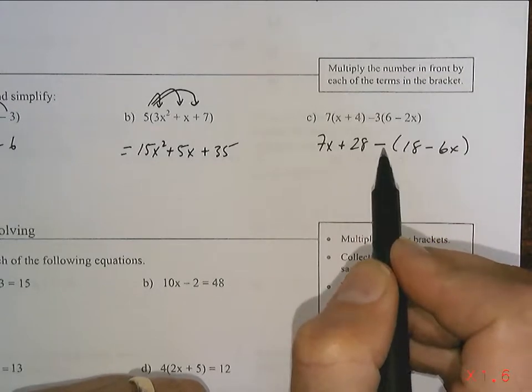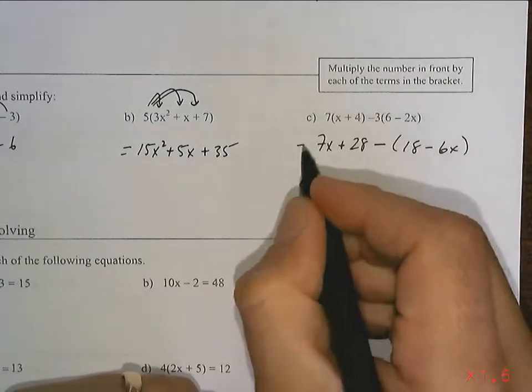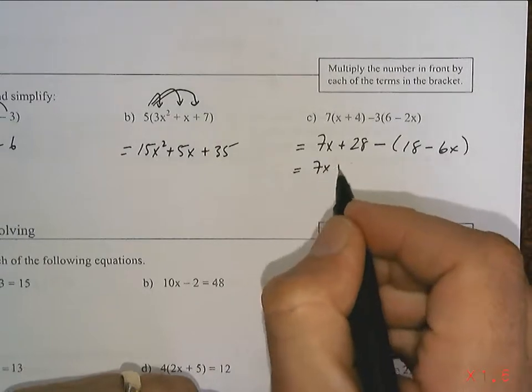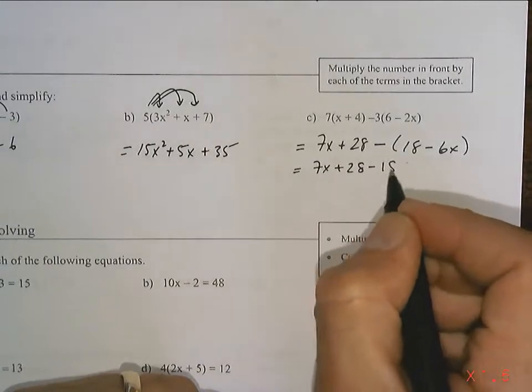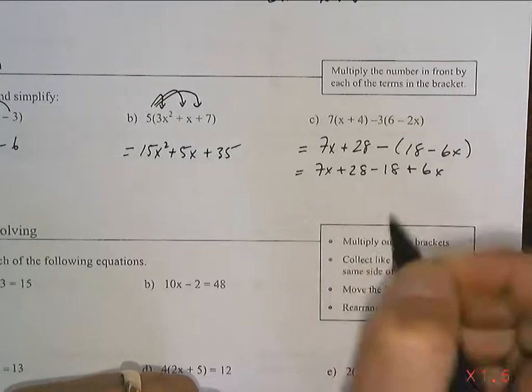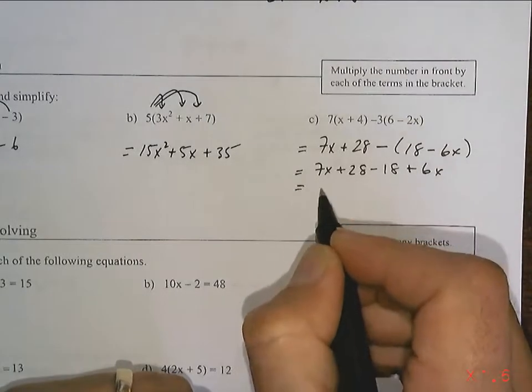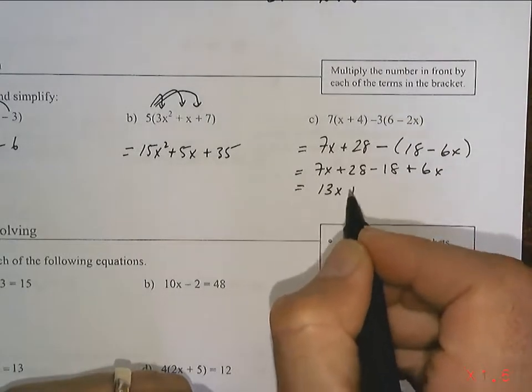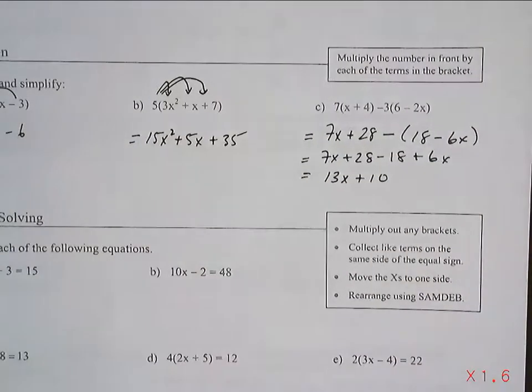What would happen now is that negative and that negative would become 7x plus 28 minus 18 plus 6x. Negative and negative give me a positive. Give me a final answer of 13x plus 10. Now, that's one way to do it. It's not the only way, and it's not even my favorite way.